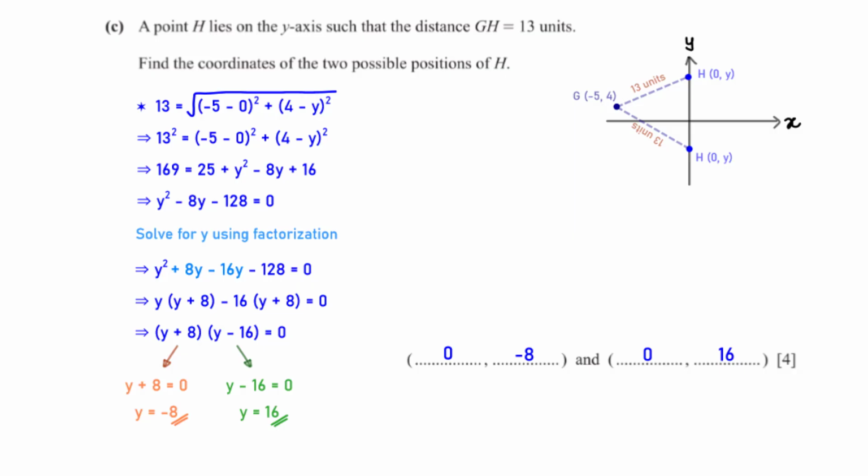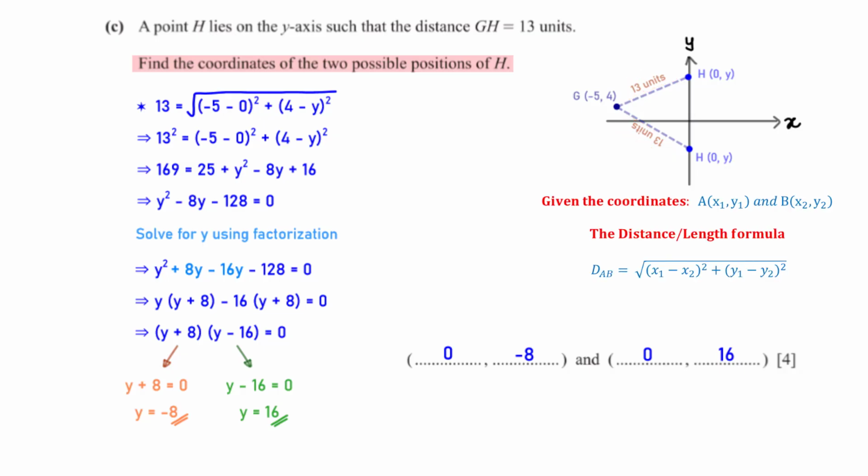A point H lies on the y-axis such that the distance GH equals 13 units. Find the coordinates of the two possible positions of H. We know the coordinates of G, which is -5, 4. We are told H lies on the y-axis. This means the x-coordinate of H is 0. We are told GH is 13 units.